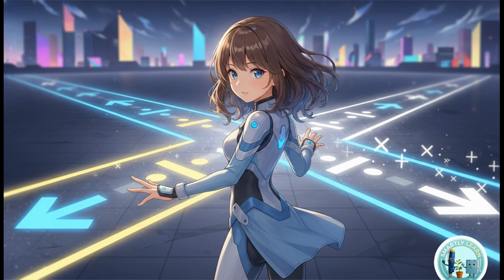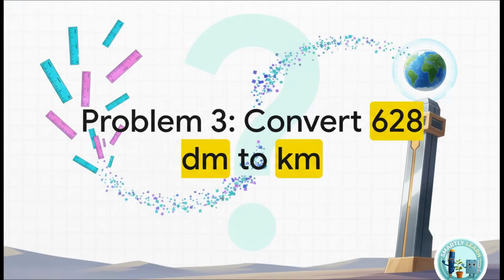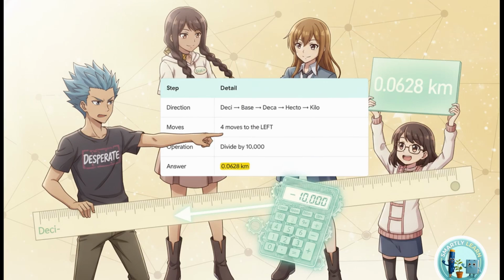So, what about the other direction? Now we're going to try going from smaller units to larger ones. And what was that rule again? Move left, we divide. Let's do it. All right, here's a good one. Let's convert 608.20 decimeters all the way up to kilometers. This is a big jump from a small unit to a really big one. Okay, so we find desperate on our map for deci. Now we move left, base, deca, hecto, kilo. That's 4 jumps to the left. So we need to divide by 10,000. 628 divided by 10,000 gives us 0.0628 kilometers. It's just about moving that decimal point, really.